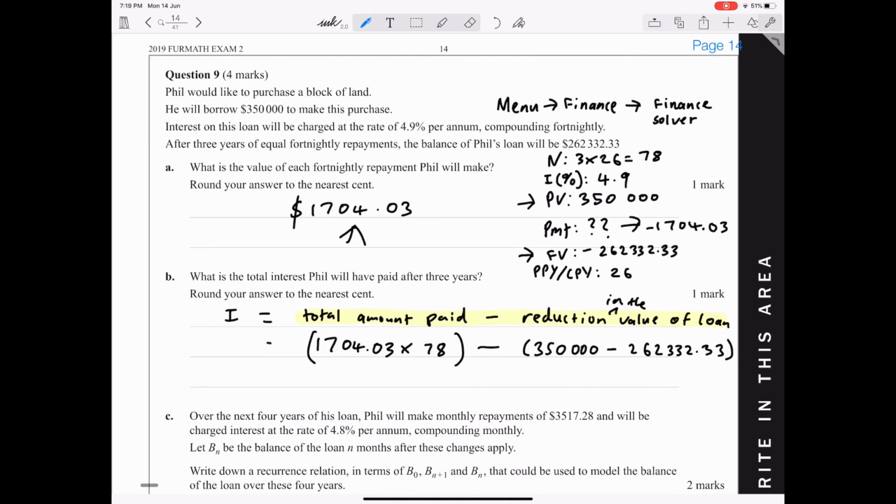So if you put that on your calculator, you should get $45,246.67, rounded to the nearest cent. So that is the amount of interest that Phil has paid.